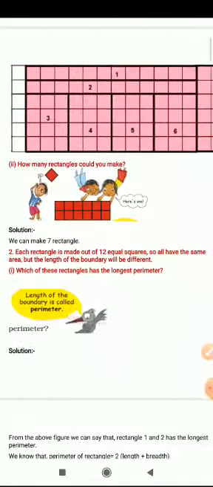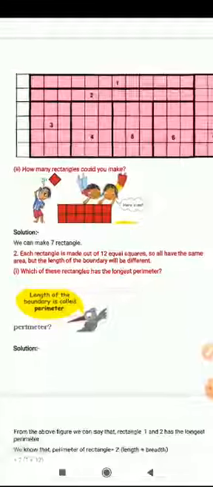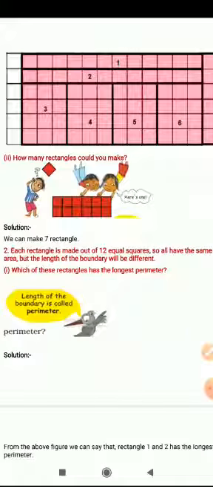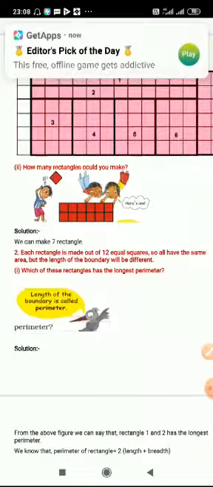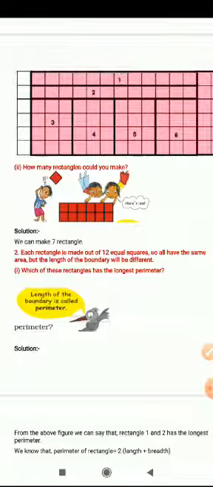Second, each rectangle is made out of 12 equal squares. So all have the same area, but the length of the boundary will be different. Now, there are two new words. One is area and the second is boundary. So, let's learn about area.